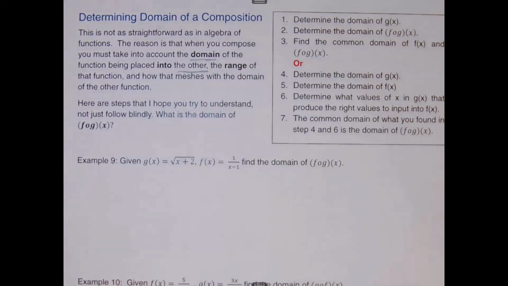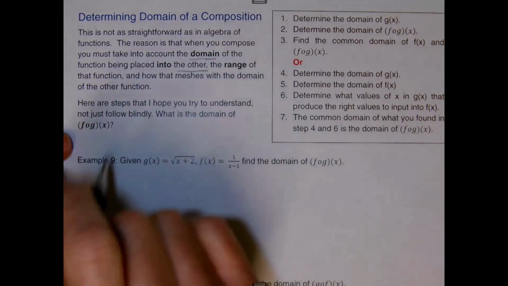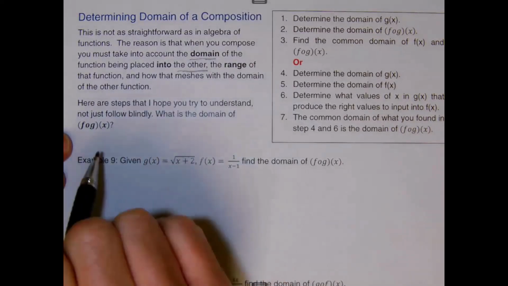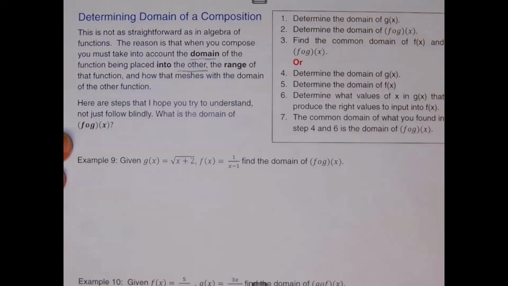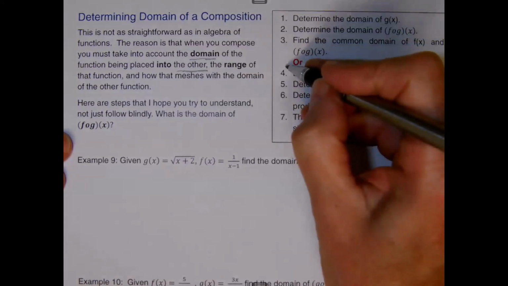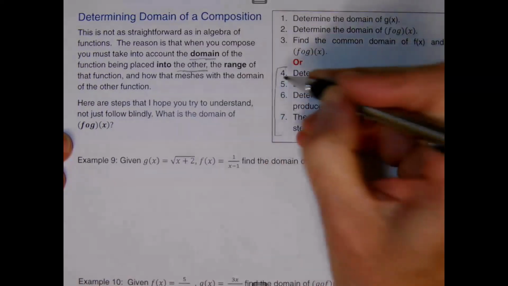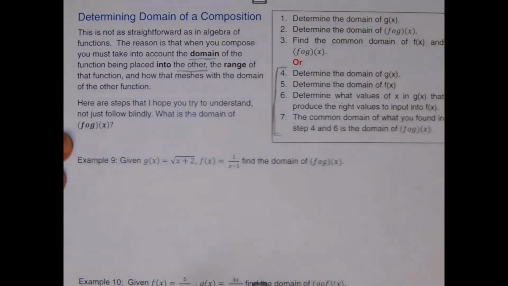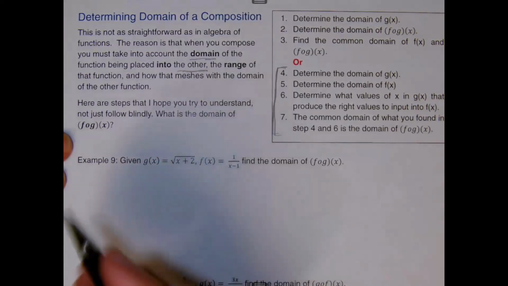I know I'm reading this and it goes, gosh, it's hard to follow. And that's why you should write a little map. Here are the steps I hope you try to understand, not just follow blindly. What is the domain of f of x? So there's two processes. Here's a very 1, 2, 3, and it seems very straightforward, but it's not very illuminating. So these are the steps outlined in your book, and this is definitely more illuminating and more in line with what I showed you in that picture.